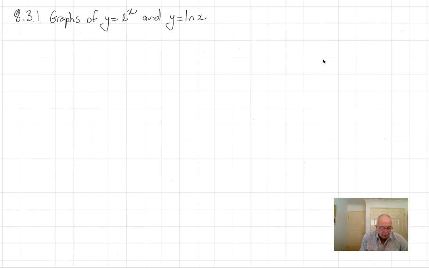What I want to do now is look at graphs of exponential functions and logarithmic functions. And what we'll do is just look at y equals e to the x and y equals natural log of x. So let's do y equals e to the x first, and we'll draw some xy axes here, origin in the middle. Y equals e to the x.